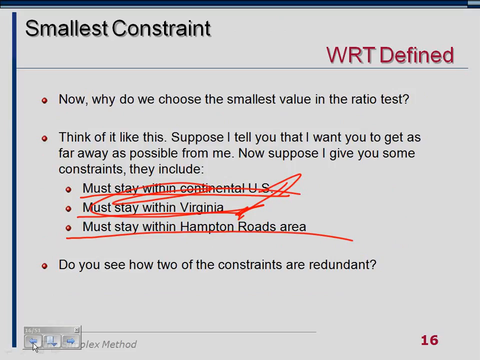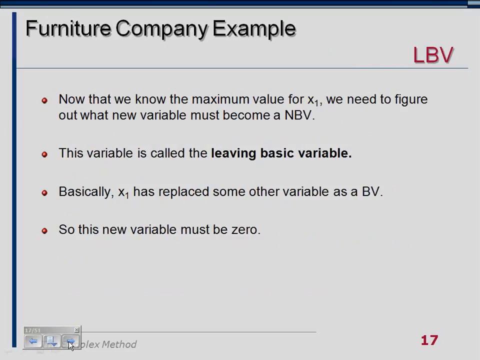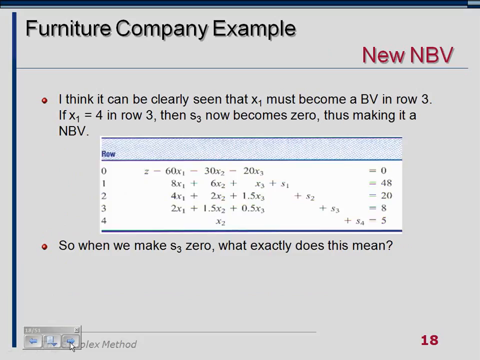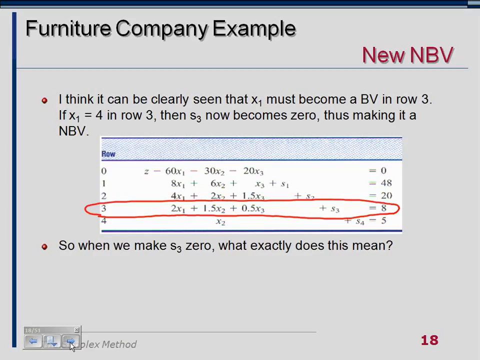So we only have to deal with one. What we're doing is we're trying to whittle this problem away to where instead of looking at it as this great big problem, you keep going. It's like, oh, so I'm just dealing with an equation, right? Yeah, okay. Well, that's easy. Okay. So I think it can clearly be seen that x1 must become a basic variable in row 3. Okay? This guy right here. This is where we're actually going to make x1 become a basic variable.